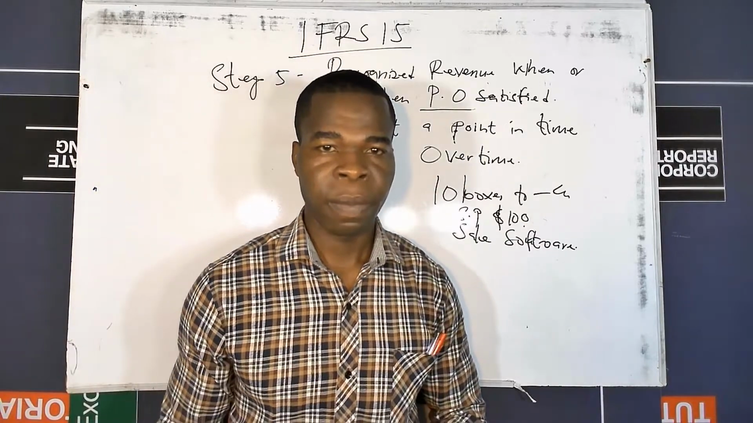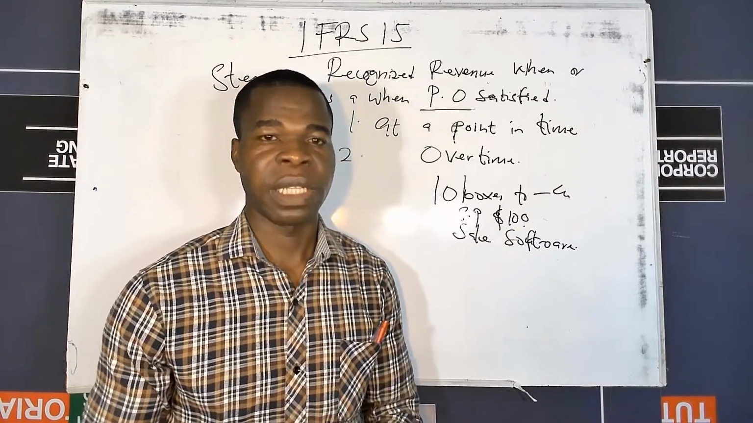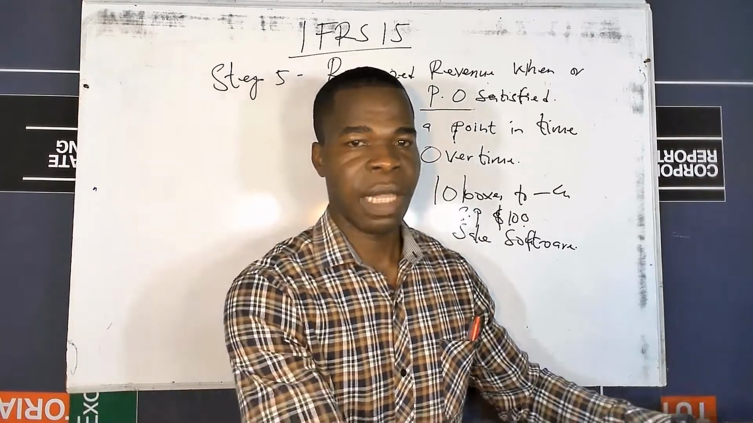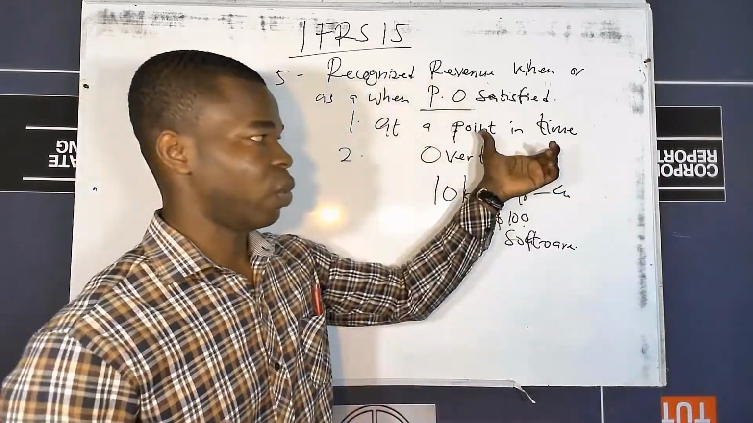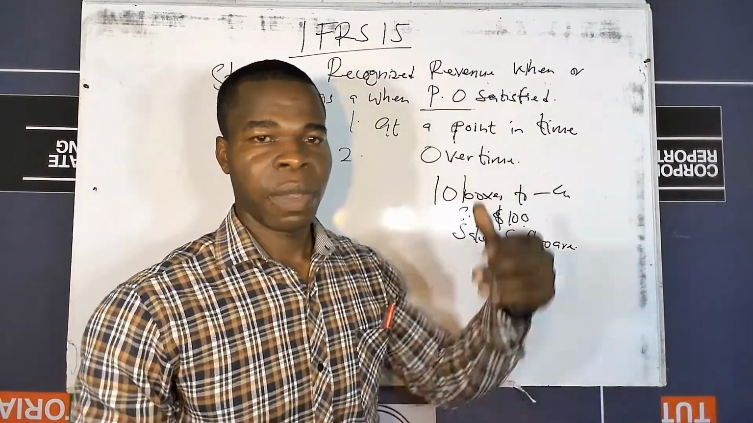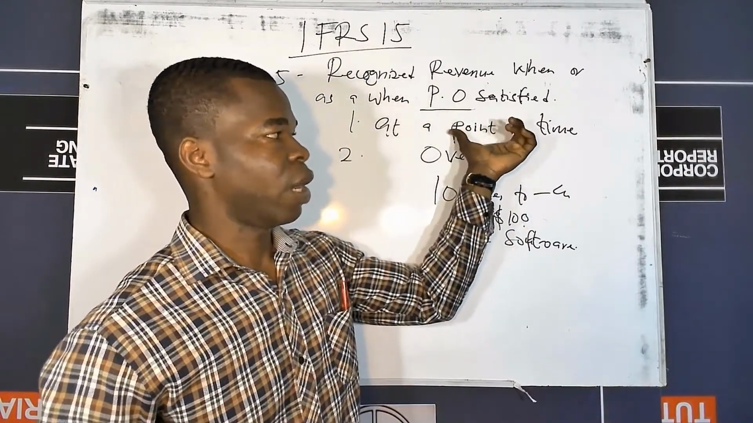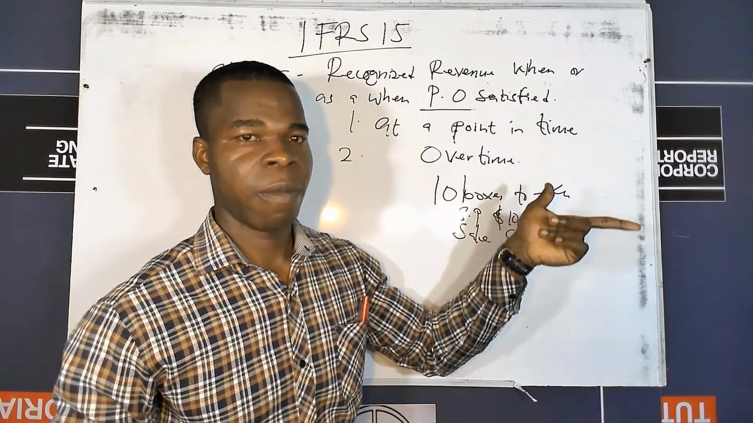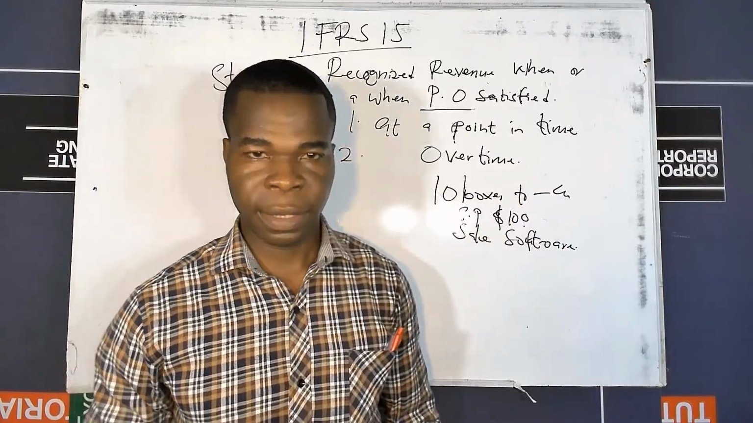So basically, when a performance obligation is satisfied at a point in time, it doesn't come with any complication, because at the inception of the contract, you probably just deliver the performance obligation. It's just within a year or within a period. It's just one shot. It doesn't continue. That is when an entity satisfies a performance obligation at a point in time.